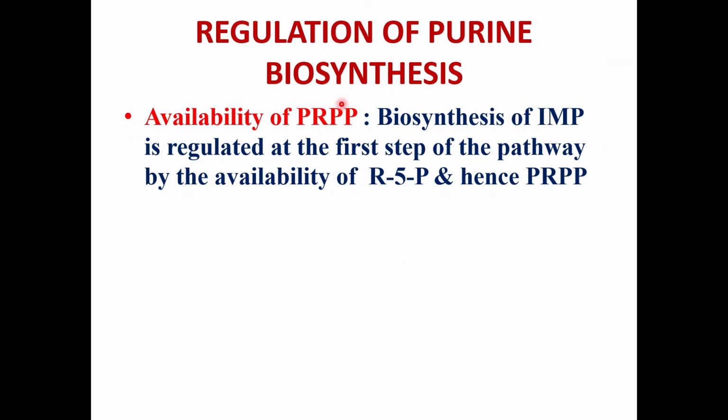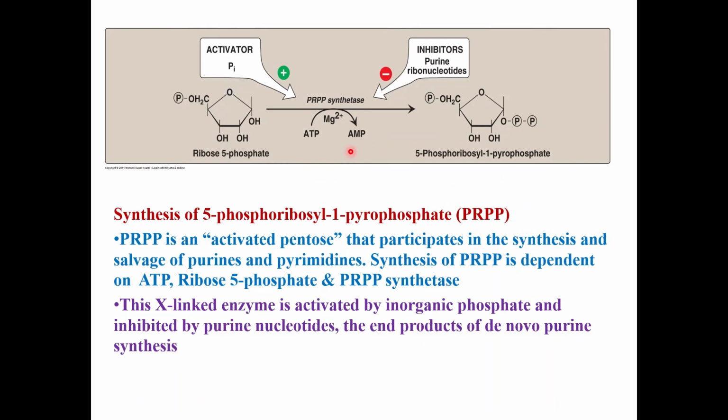Number one is the availability of PRPP. As you all know, PRPP is required for the synthesis of IMP, because if we do not have this moiety, we cannot synthesize IMP. So the availability of PRPP is important. Biosynthesis of IMP is regulated at the first step of the pathway by the availability of ribose 5-phosphate and hence PRPP.